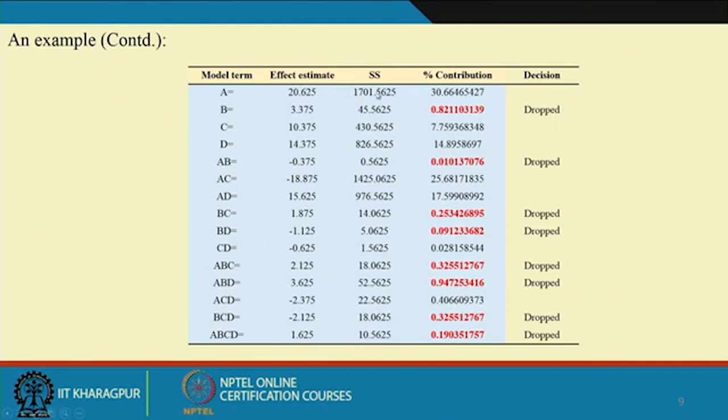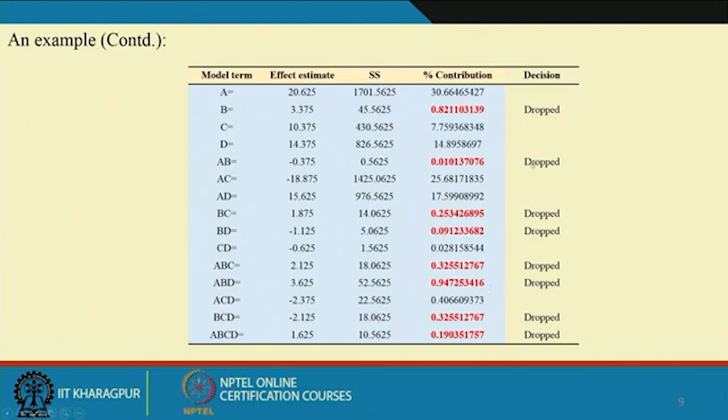So, the contribution of A to SST is 30.66%, this divided by SST. Similarly, contribution of B is 0.82% only, contribution of C is 7.75%, contribution of D is 14.89%, like this. Okay. So, that means you are getting each of the contributions.